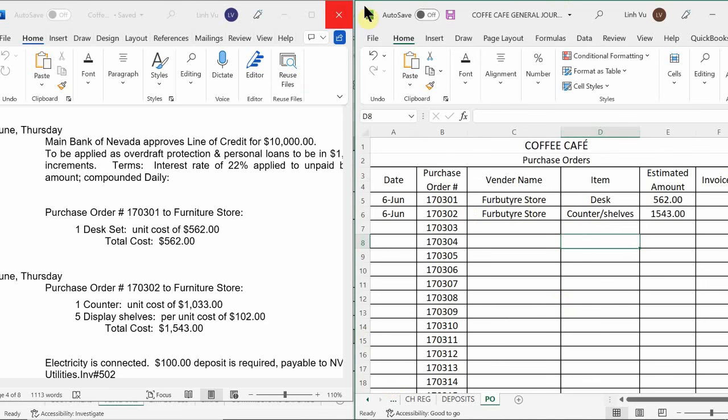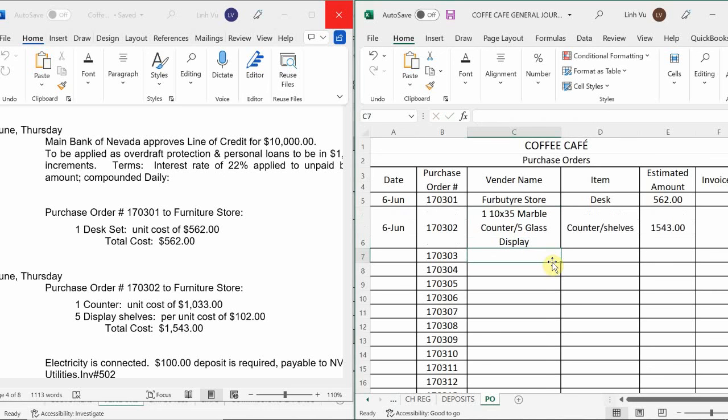Again, because I'm on Excel, I could type as much information as I like. If I wanted to, I can even be specific, right, and say I bought one 10 by 35 marble counter, right? And then I can even say, and I bought 5 glass display shelves, right? I could be that specific if I really wanted to. Okay, and in this case, my Excel expands it for me. I don't have to do anything. So that's the great thing about technology: if you're typing everything in, everything will be visible to you.